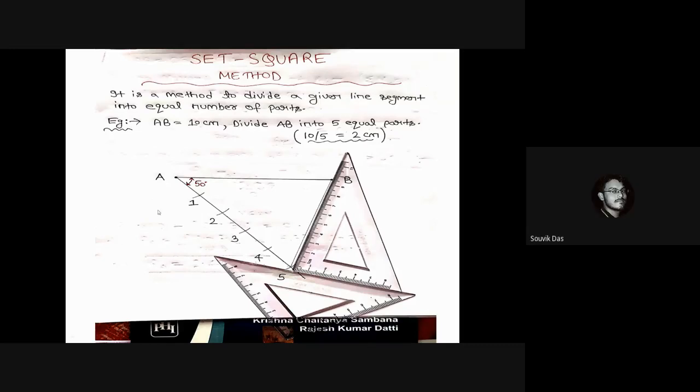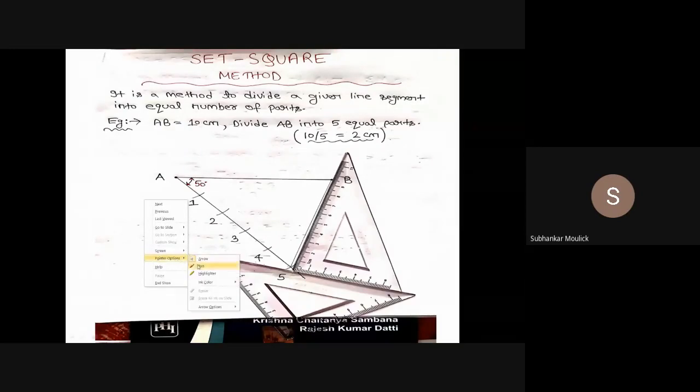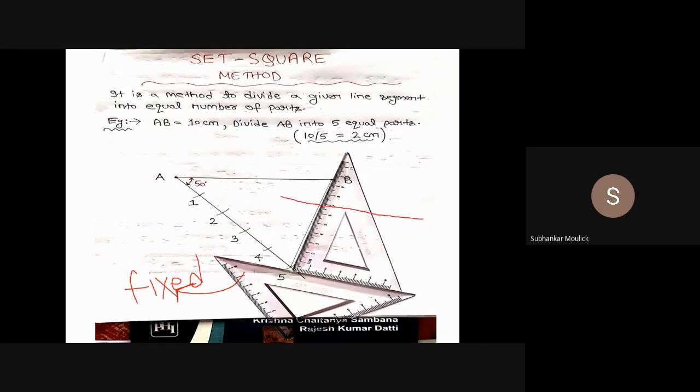Yes, sir. Next, what you need to do is, now next step is very important. See, you have to fix the bottom set square. This bottom set square is always fixed. And you have to move linearly the top set square. That means after some time period, this set square will be over here. See, this set square will be over here.